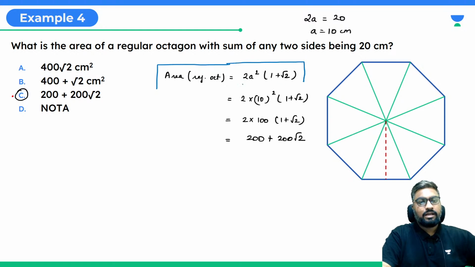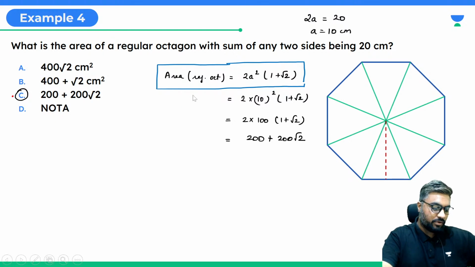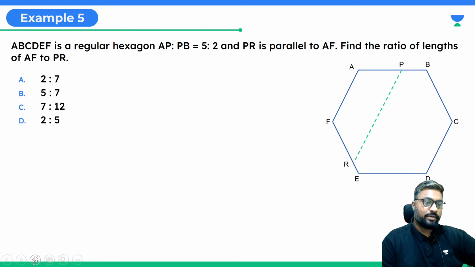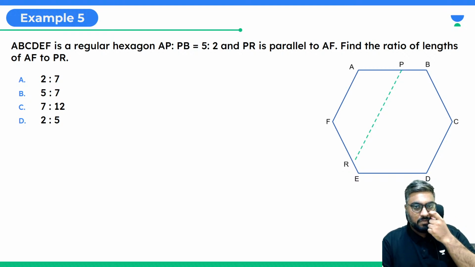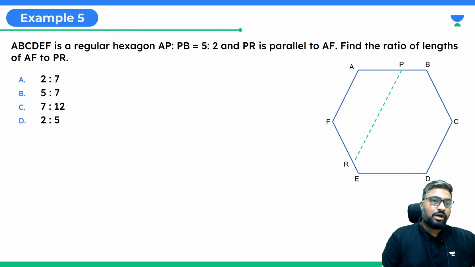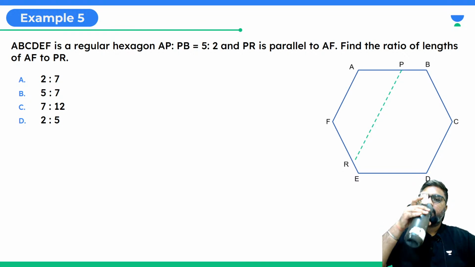Clear? So hexagon is good enough. Hexagon is good. In other shapes you have to be a little careful in terms of the area. Let's try the next question. Since CAT is not about direct formula based questions, it's about logic based questions, you can rely upon logic based questions more than formula based. Okay?